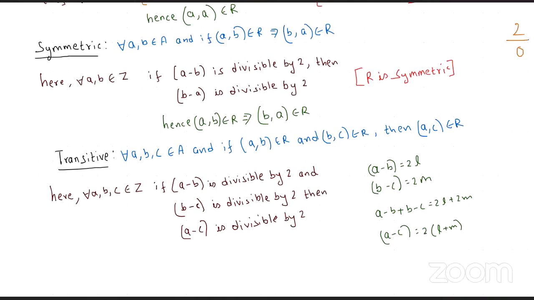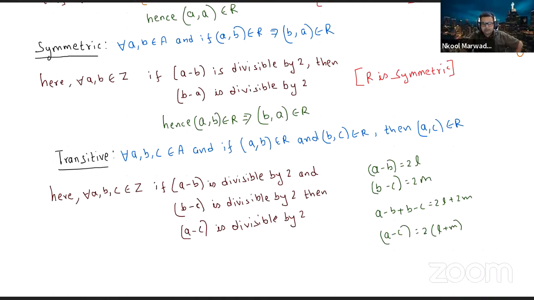And one line I will write. Hence, (a, b) belongs to R, (b, c) belongs to R, implies (a, c) belongs to R. And hence I can say that R is transitive.